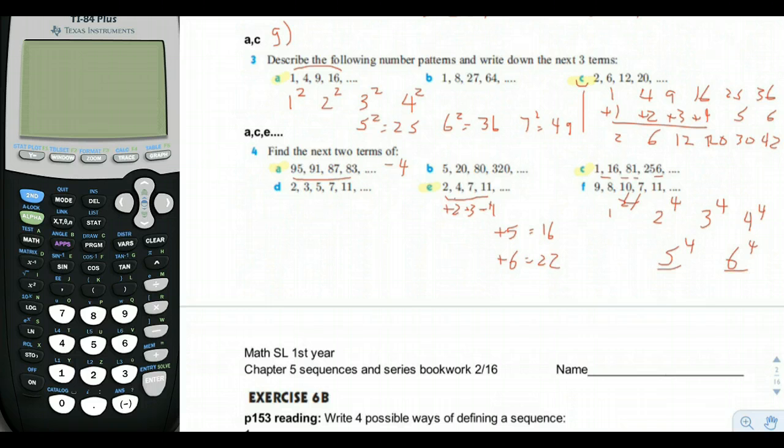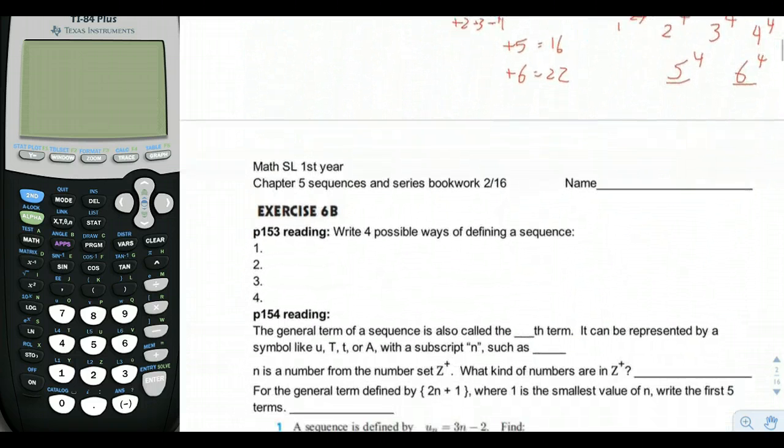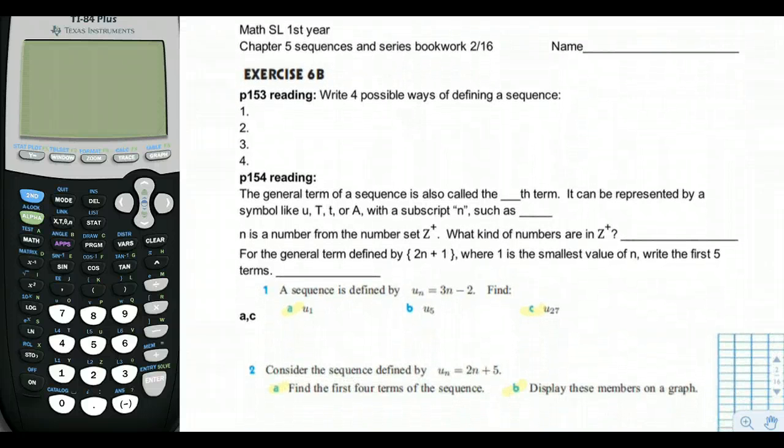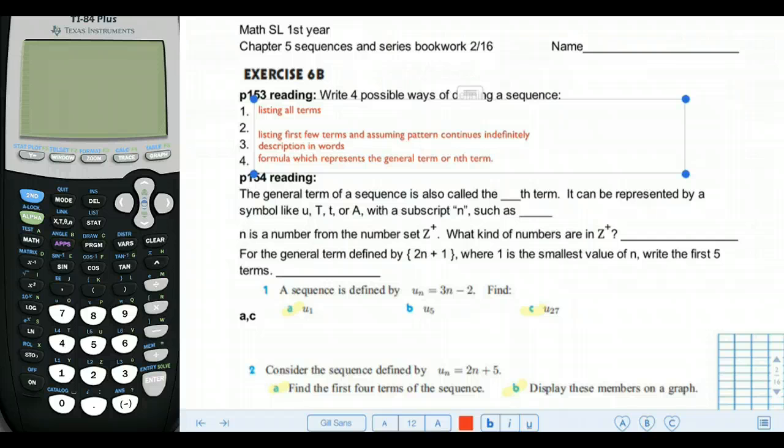Okay. Now we're also going to be doing section B because A was quite short. Write 4 possible ways of defining a sequence. You'll be able to find 4 ways of defining a sequence, and these aren't all the possible ways, but these are the ways that are found on page 153. One is you can write out all the terms, if it's not an infinite sequence, of course. 2, you can list the first few terms and assume that the pattern continues indefinitely, like you could write 1, 2, 3, dot, dot, dot.